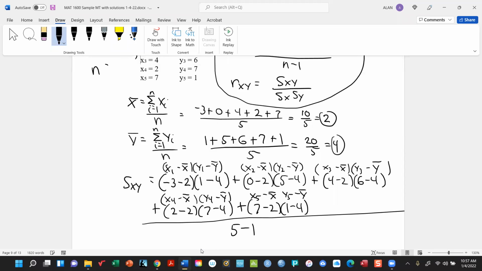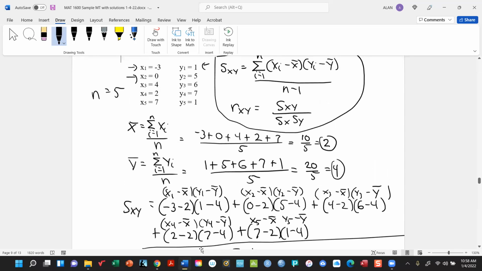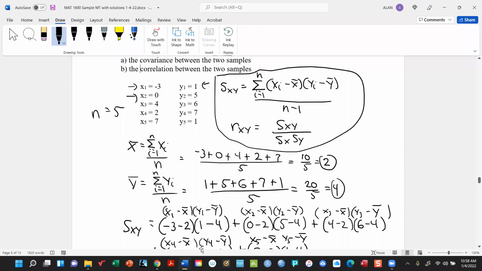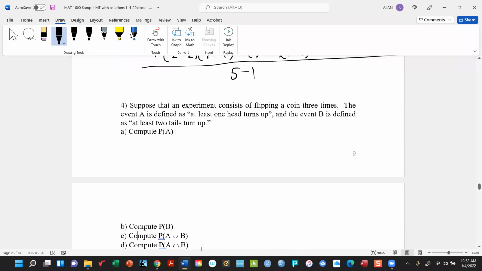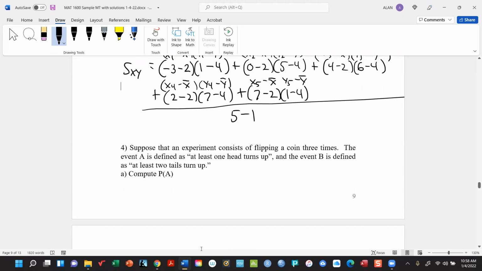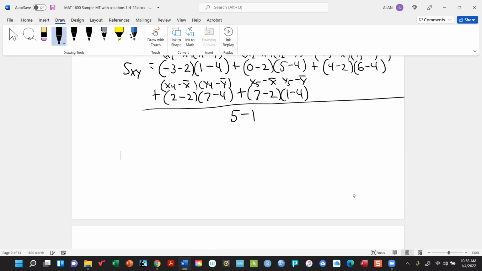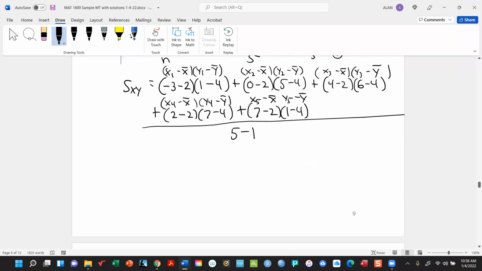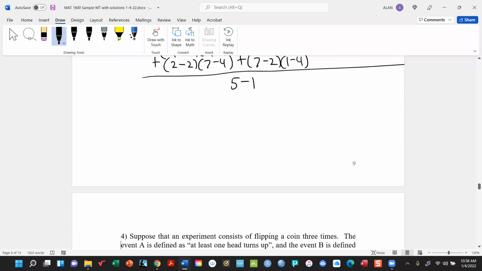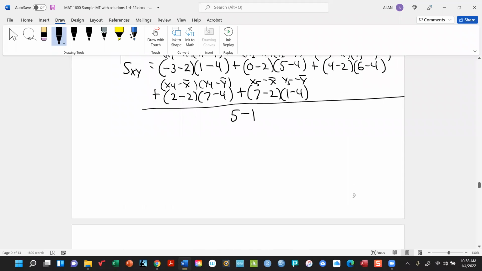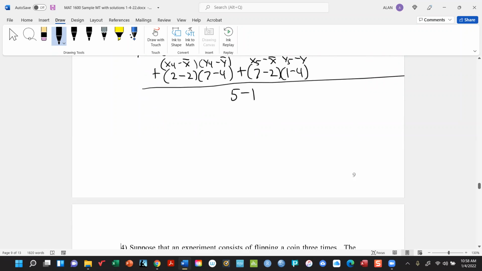Now, in this case, n is 5. Both samples have size 5. They have to have the same number of elements. Otherwise, the formula doesn't work. Okay, so we're actually dividing by 4. Now we get to interpret all this. Ooh, this is going to take a while, like I said. Don't worry, you'll be at home doing this.